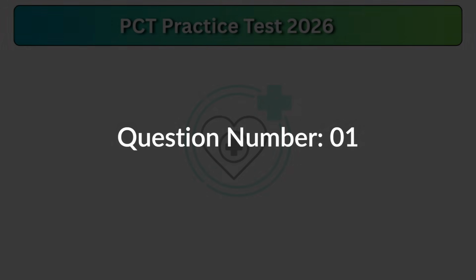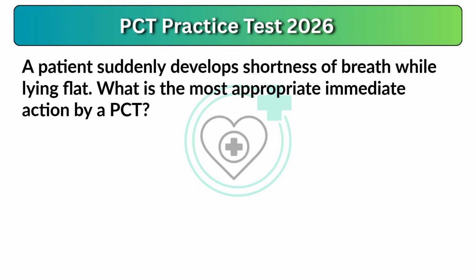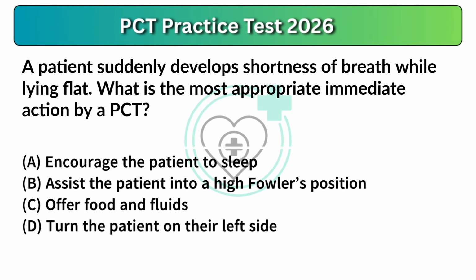Question number 1. A patient suddenly develops shortness of breath while lying flat. What is the most appropriate immediate action by a PCT? A. Encourage the patient to sleep. B. Assist the patient into a high Fowler's position. C. Offer food and fluids. D. Turn the patient on their left side.